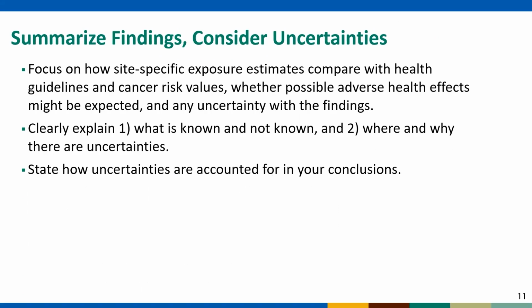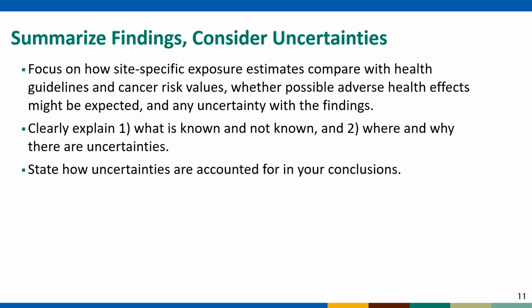Okay, now let's talk about summarizing findings and considering uncertainties. As we go through the steps of the health effects evaluation process, you should think about the way you will focus on the main points of how site-specific exposure estimates compare with health guidelines and cancer risk values, whether possible health effects might be expected, and any uncertainty with these findings. In your documents, you will need to clearly explain what is known and where and why there are uncertainties. Also, you will need to state how you accounted for uncertainties in your conclusions.